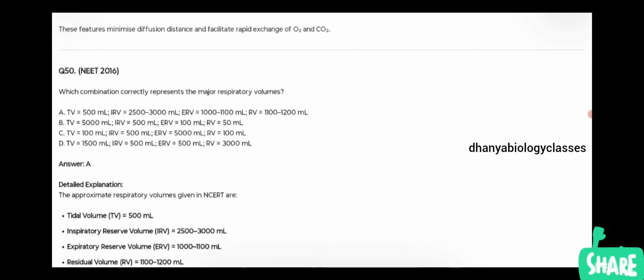Then the last question, which combination correctly represents the major respiratory volumes? TV is 500 ml, that is correct. IRV is 2500 to 3000. ERV is 1000 to 1100. RV is 1100 to 1200. So this is the right answer.